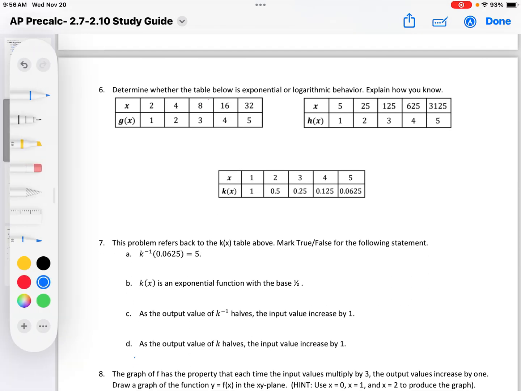On this next one, if something is exponential, that means you have equal length inputs, and you have proportional outputs.